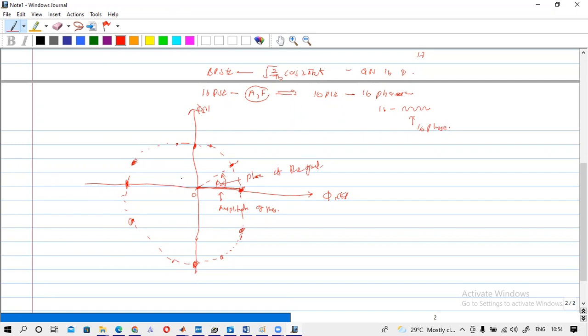For 16 PSK, you will have 16 symbols or 16 points. That means this circle should be divided into 16. Here you have divided it into 2, here into 4. Then if you divide it like this, it is for 8. Then you can divide each again.